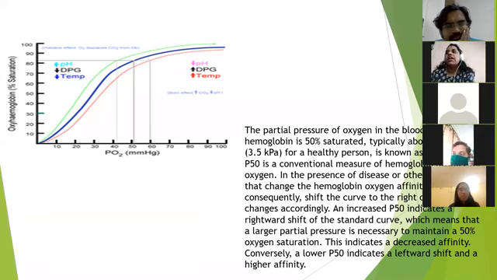An increased P50 indicates a rightward shift of the standard curve, which means that a larger partial pressure of oxygen is required to maintain a 50% oxygen saturation. This indicates a decreased affinity. Conversely, a lower P50 indicates a leftward shift and a higher affinity.